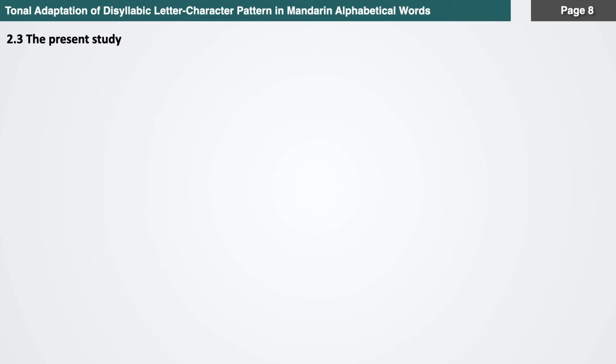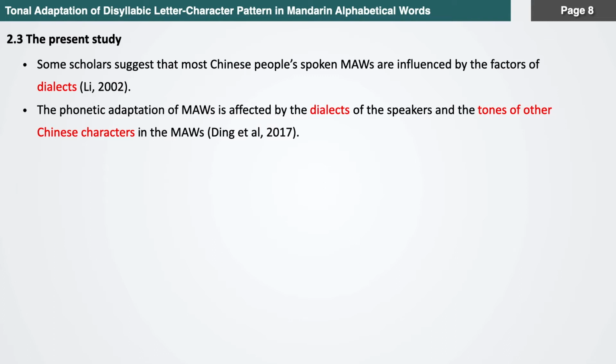Therefore, if we want to tackle those problems, first, we need to know the using habits of Morse by Chinese speakers, and we need to know what factors affect the perception or production of Morse by Chinese people. In this case, some scholars suggest that most Chinese people's spoken Morse are influenced by the factors of dialects, and also the tones of other Chinese characters can be another factor.